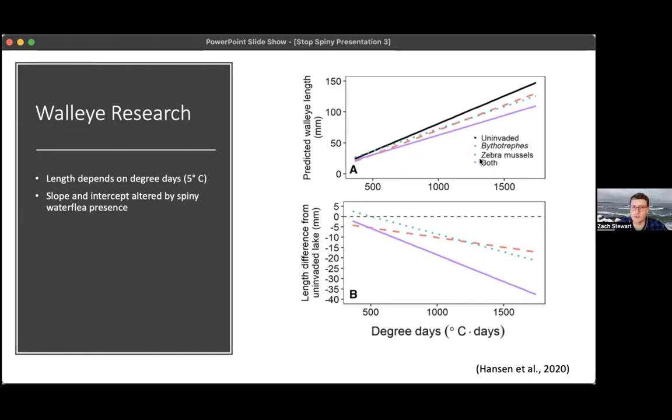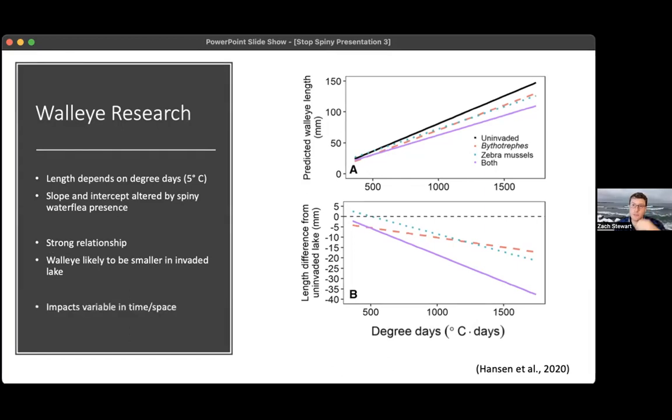Gretchen Hansen also looked at lakes with zebra mussels and lakes with both, which is the purple and the blue lines here. For tonight's purposes, that's not our focus, although it's really an interesting paper to read if anyone's interested in that topic. So there's quite a strong statistical relationship between the walleye growth and the presence of spiny waterfleas. And the take-home message is that, on the average, walleye are likely to be smaller in lakes that are invaded by spiny waterfleas.